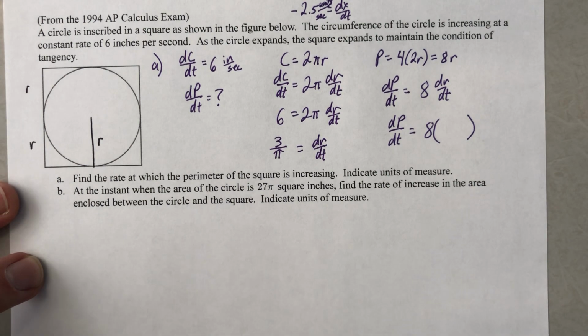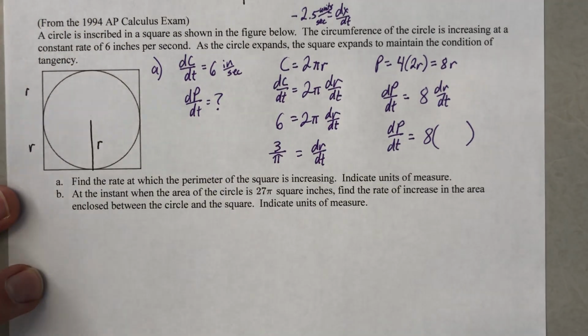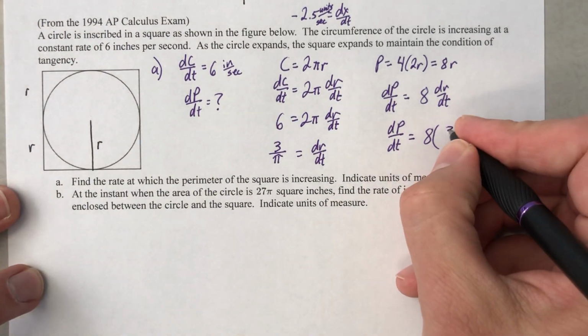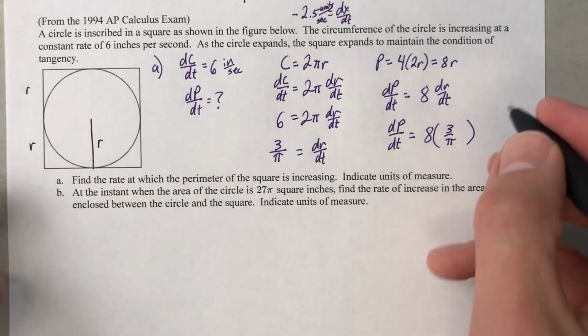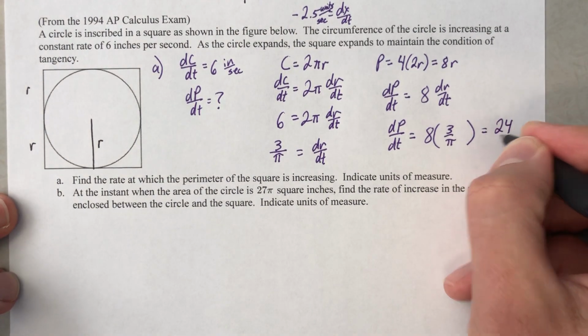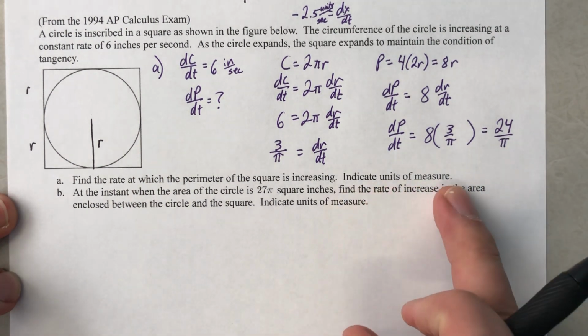You may want to grab a calculator and find it. I'm not, actually. I'm going to leave it like this because it's 1994, which I remember that year. I didn't take calculus that year, but I remember that year. And there it is. Now, let's go a little further. In today's context, we could leave it like this, but let's go a little further. That would be 24 over pi, and then it says, indicate units of measure.